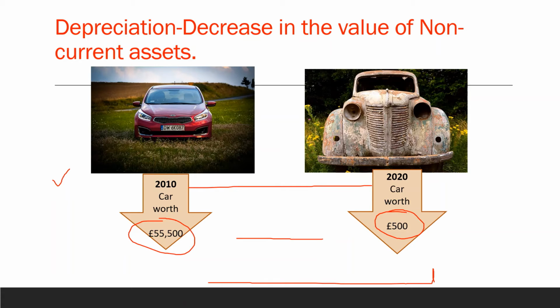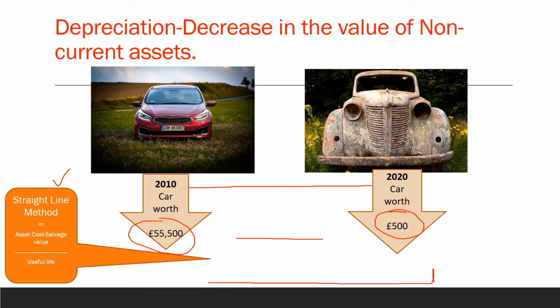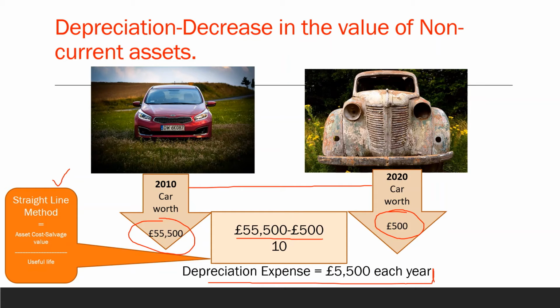The car was worth £55,500. That was the value of the car initially. In 2010, the value of the car remained as £500. By using the depreciation formula, that is your asset cost minus salvage value divided by useful life, we got depreciation of 5,500. That is the depreciation expense calculated as per the straight line method.